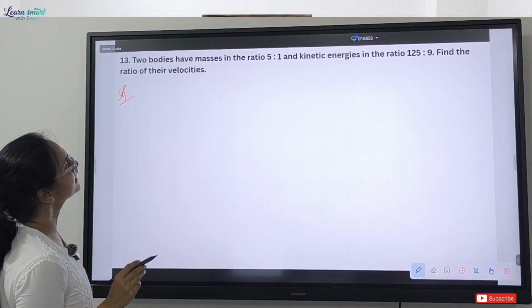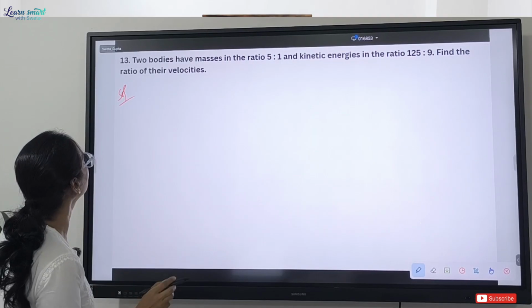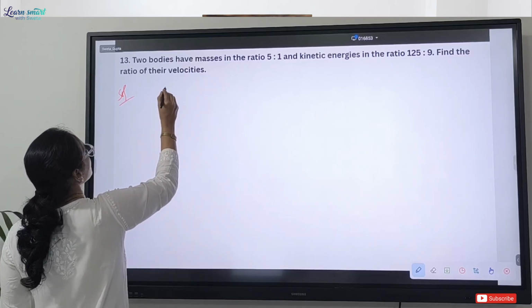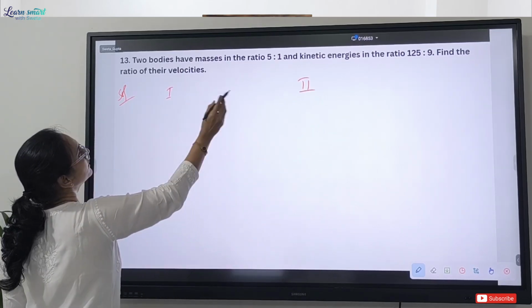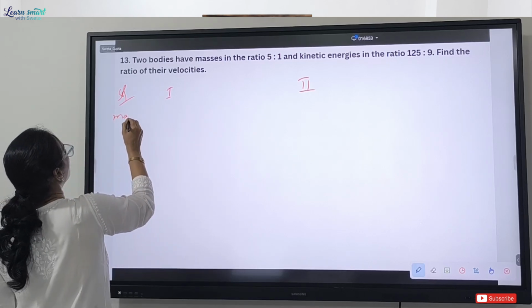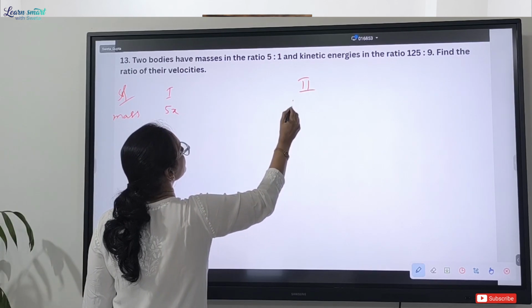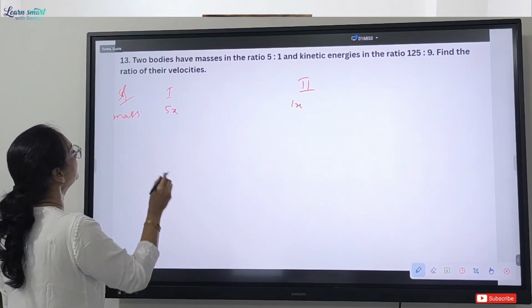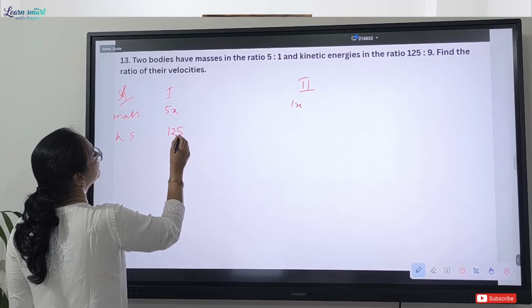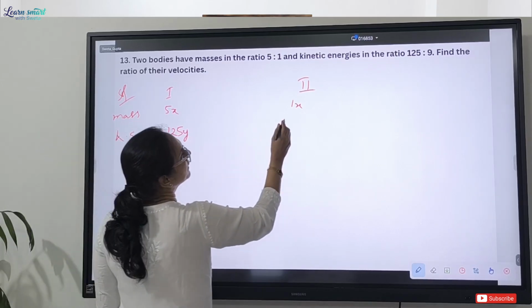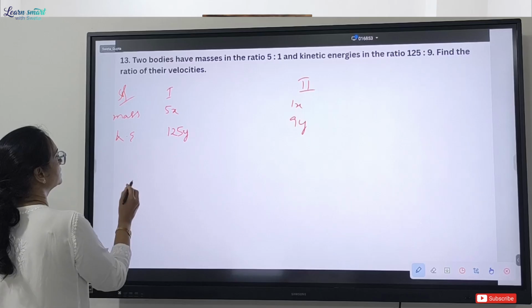Two bodies have masses in the ratio 5:1 and kinetic energy in the ratio 125:9. Find the ratio of their velocities. So again, body 1, body 2. Mass in the ratio 5:1, so mass is 5x and here the mass is 1x. And kinetic energy ratio is 125, let's say y, and here 9y. And we have to find the ratio of their velocities.